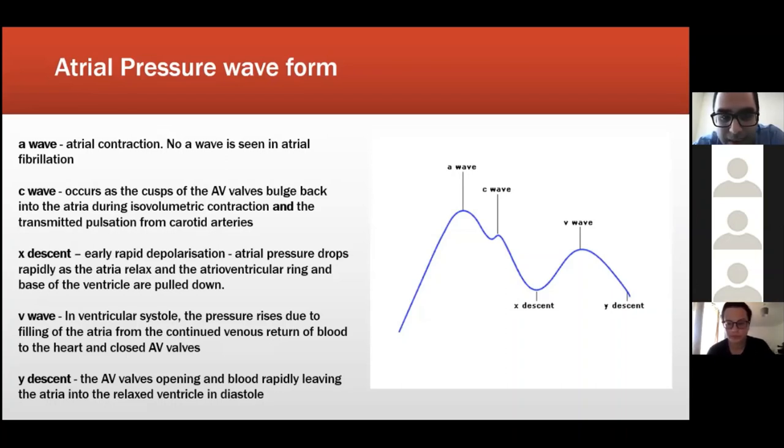during the systolic phase, and you obviously will have a closed valve. So as you have a closed valve, you're having an increase in pressure as the blood is starting to fill up the atrium. And your Y descent is due to the opening of the AV valves and blood being ejected from the atrium into the ventricles.